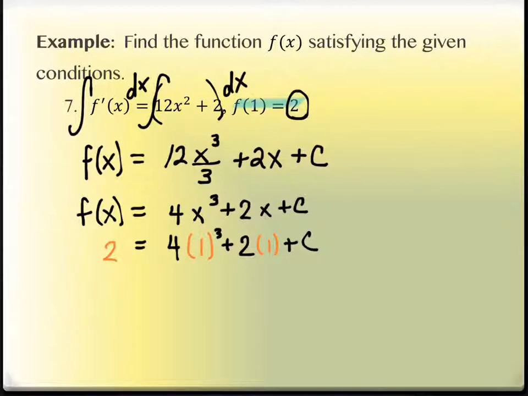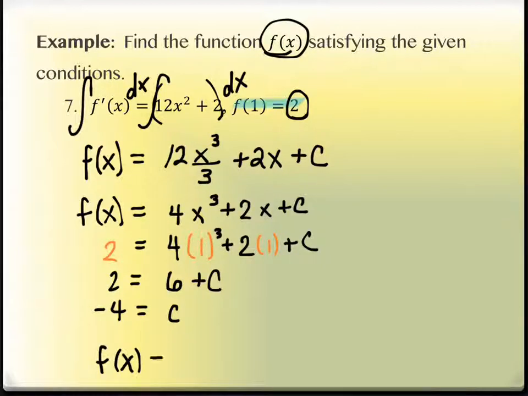All right, so let's figure out what is c. There's 2 on the left. What do I have on the right with 4 times 1 cubed plus 2 times 1? 6 plus c. So what is c? It is -4. Now, be careful to not think that you finished the problem. The problem actually asked us to find f of x. So we actually need to state what is f of x. So what is f of x? 4x cubed, and then what? Plus 2x, and then minus the 4.